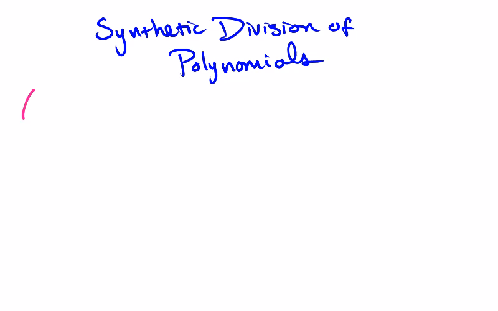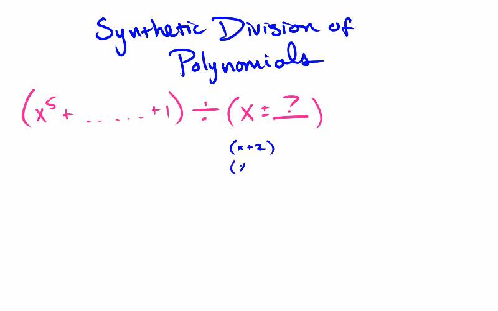So take for example, say you have one polynomial here. It's like x to the fifth plus blah blah blah plus 1, some kind of crazy polynomial, but it's being divided by a polynomial where there's just an x and then plus or minus some number. Doesn't matter what it is, as long as it's some number. So x plus or minus a number. For example, x plus 2, or x minus 3, or x minus 1. The list goes on. It could even be x plus 1/2. As long as it's x and then a number, we can do synthetic division of polynomials.